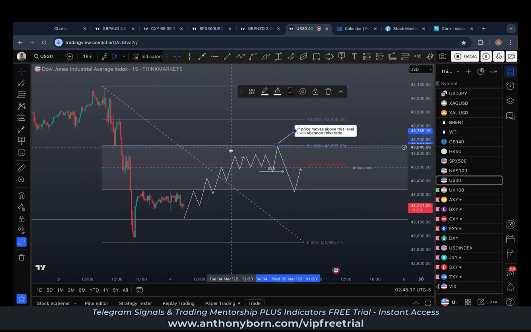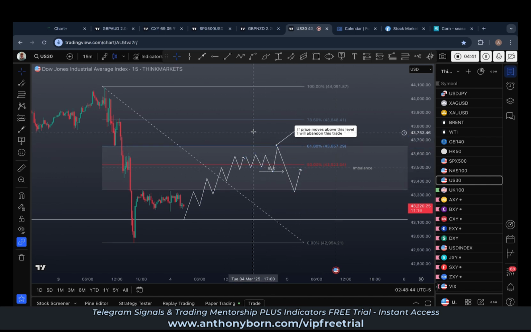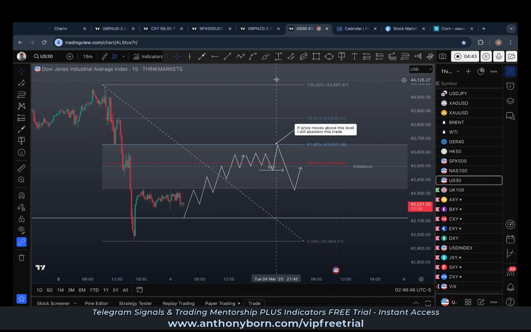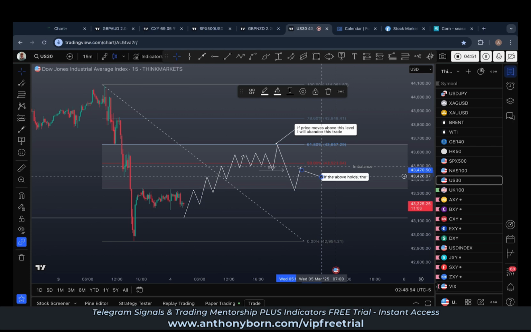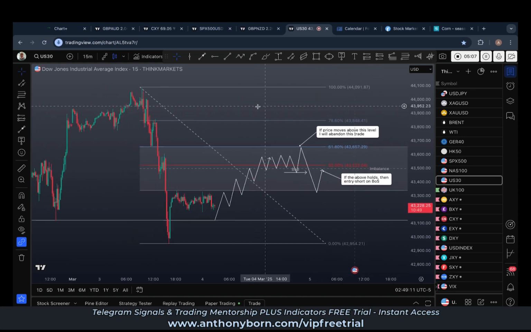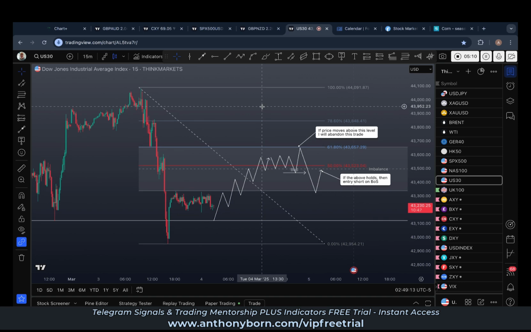It's got to hold here, but what I want to see is it breaks structure bearish around this level, and then my entry point will be, if the above holds, then entry short on break of structure. Yep, that's my plan of attack with the US30.